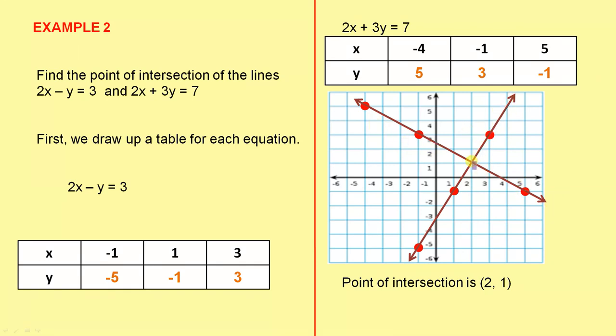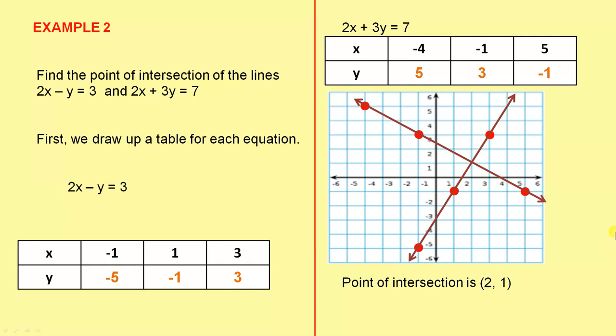You can see clearly there is the point of intersection, which is 2, 1. The point 2, 1 will work for both of these equations. Let's quickly check that. 2, 1. 2 2s are 4, minus 1 is 3. That works. 2 2s are 4, 3 1s are 3. 4 plus 3 is 7. So that works there. So that is the point of intersection.